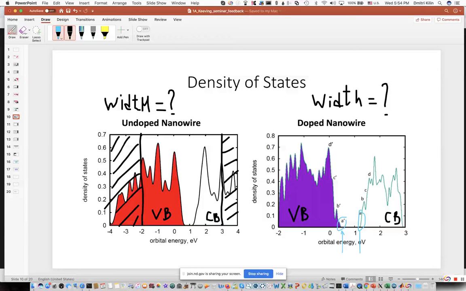Would it be correct to say that states at the band gap are contributed by dopants, or is the picture more complicated? I'd say the states at the band gap are contributed by dopants. Okay. Good.